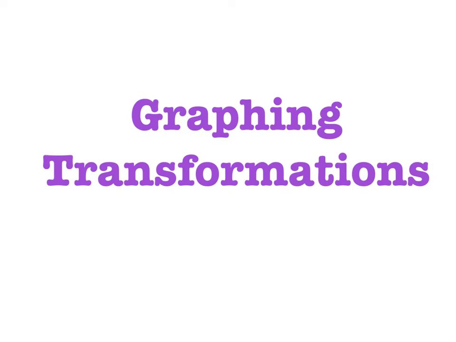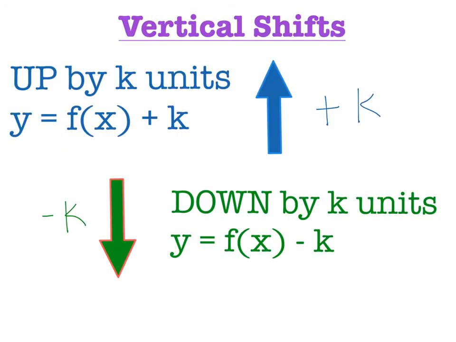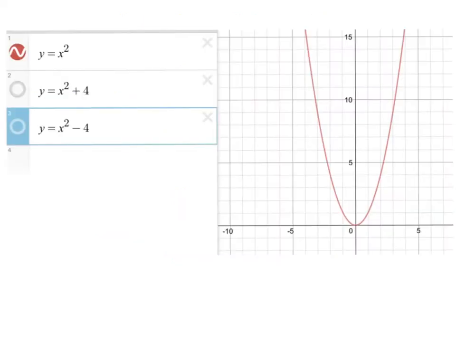In this video, we're going to talk about graphing transformations. The first kind of transformation is something that we call the vertical shift. So that's something that moves up and down along the y-axis. So if you want to shift your function up, you are going to add k units to your function. And if you want to move down, you'll just subtract those k units from the function.